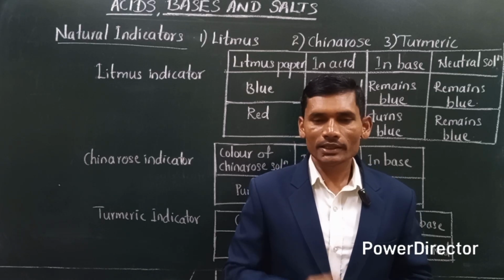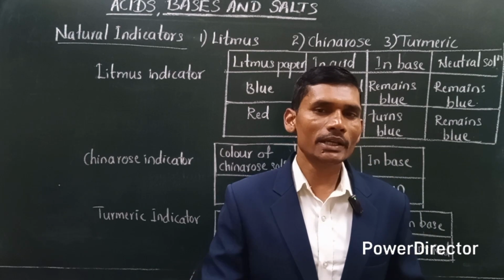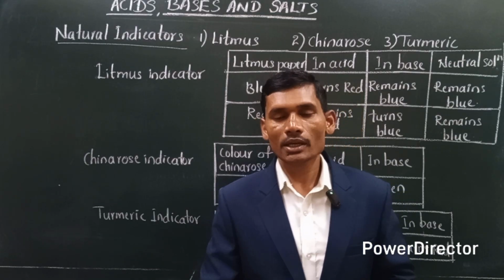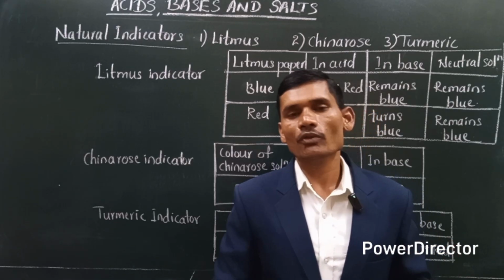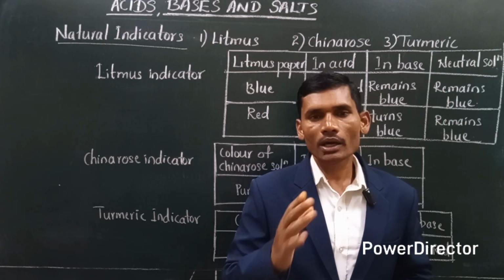In today's class, in this video, we are going to learn some of the things related to indicators, that is litmus, turmeric, China rose and so on. And we are going to do some experiments in this. If you watch without skipping the video, you will get complete clarification. Now let us come to know what indicators are.